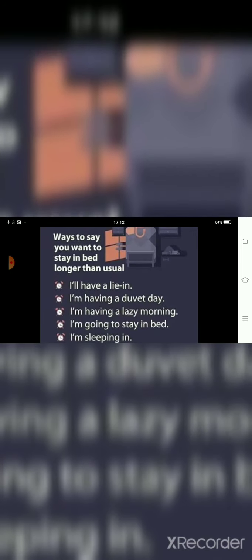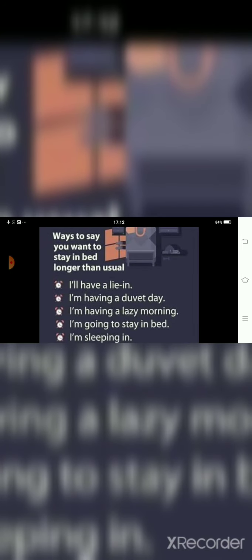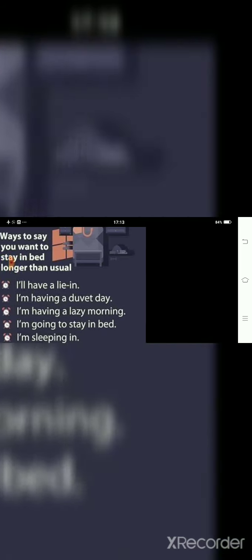Ways to say you want to stay in bed longer than usual. I will have a lie-in. I'm having a tweet day. I'm having a lazy morning. I'm going to stay in bed. I'm sleeping in. Very simple, we are using these on a daily basis. But the first three you need to understand. I will have a lie-in. I'm having a tweet day. I'm having a lazy morning.